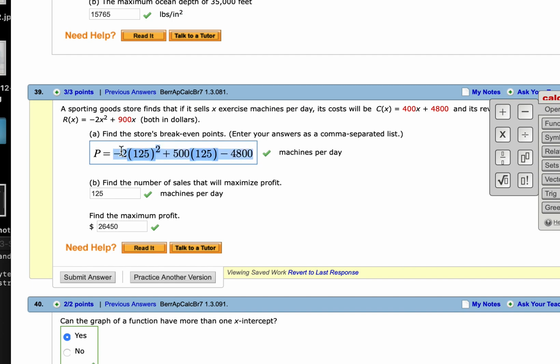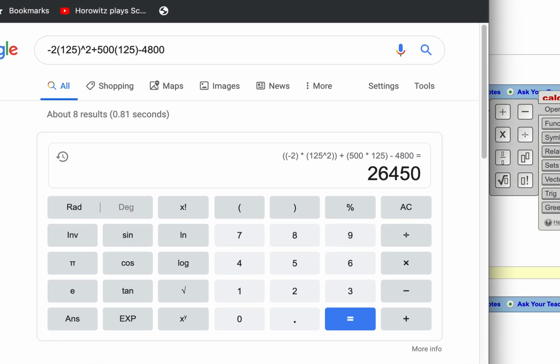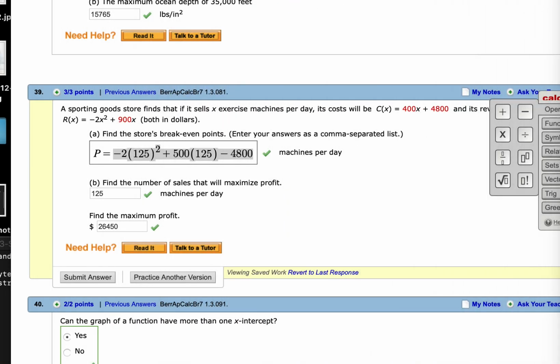And then I'm going to take that entire thing and put it into Google. Negative 2 times 125 squared plus 500 times 125 minus 4,800 equals 26,450. So that's how I got that. I hope this helps.